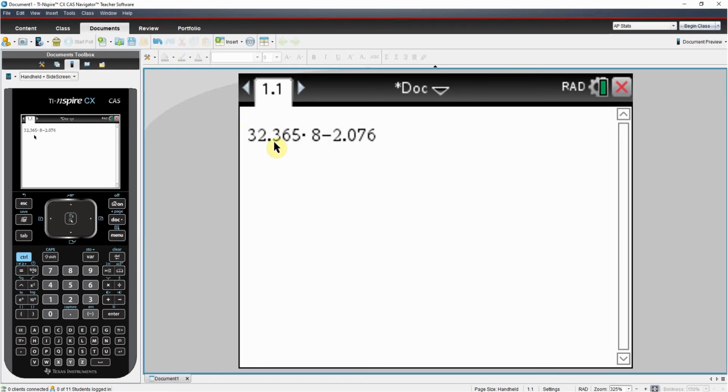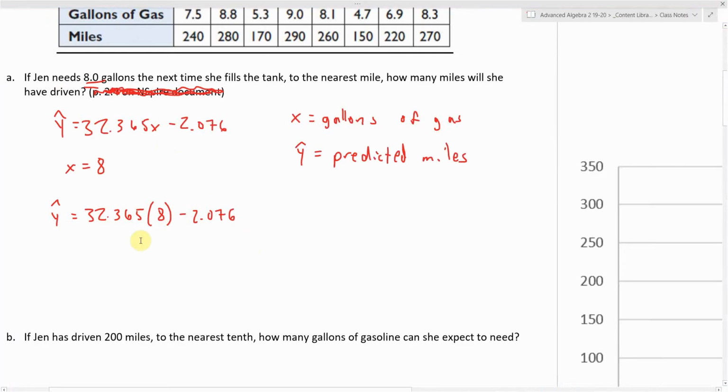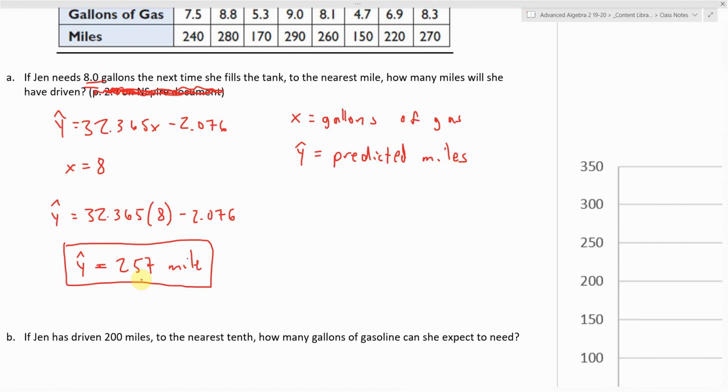So we pull up the calculator, 32.365 times 8 gallons minus 2.076 is going to equal 256.84, and it asked us for the predicted mileage to the nearest mile, so that's going to be 257 miles. Okay, and so this is the whole point of regression models. This is why we use them, is to develop an ability to make predictions about unknown values of the variables.